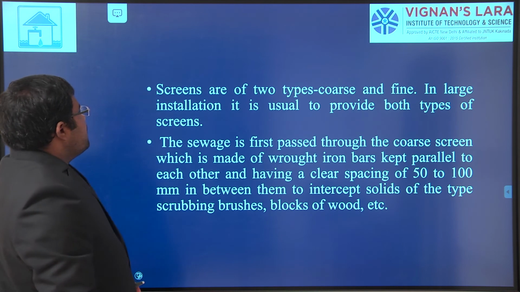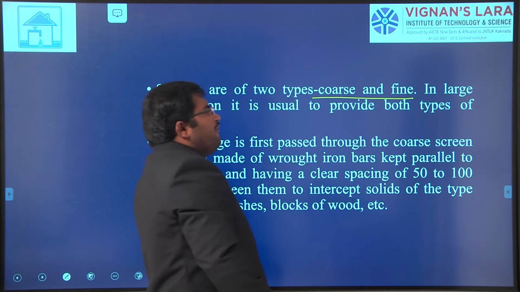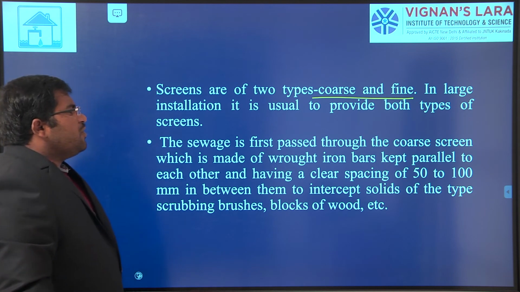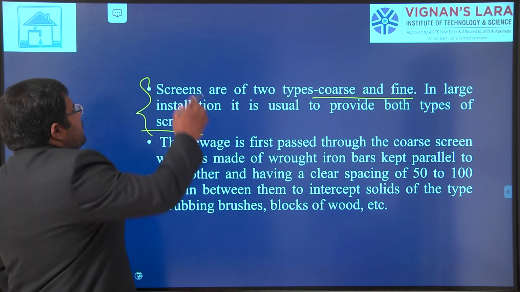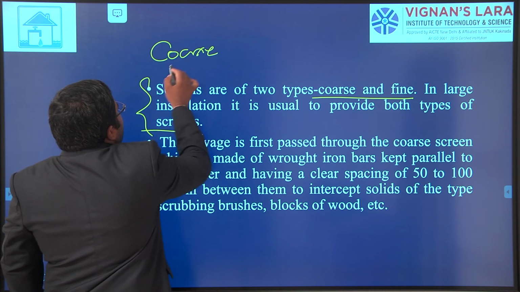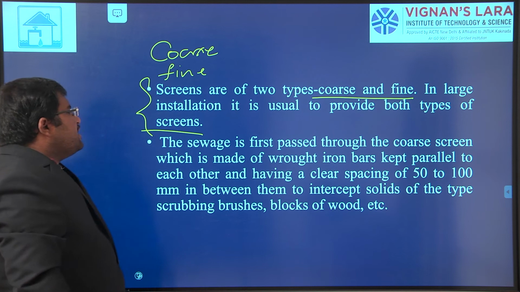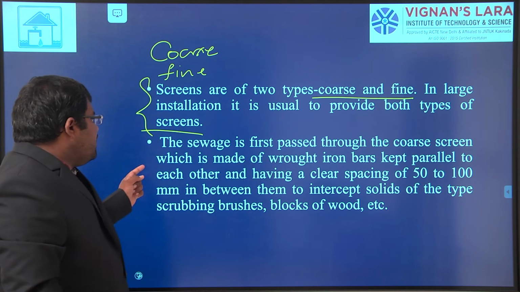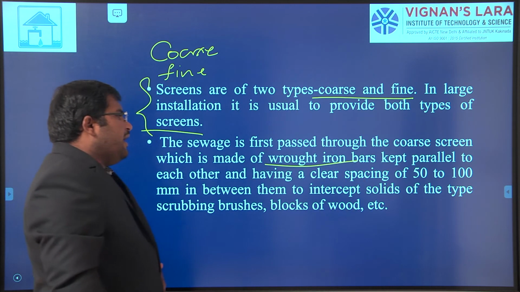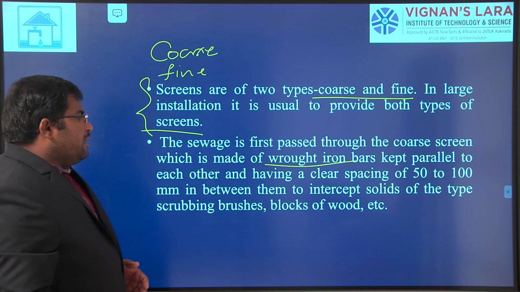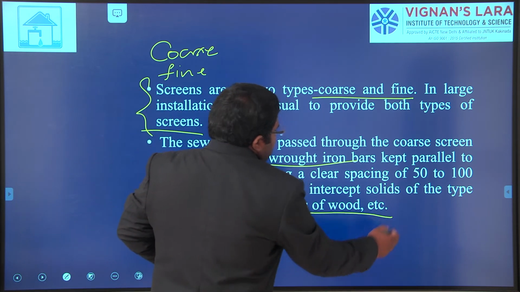Next, screens are two types. We already know that screens are two types, that is coarse and fine. In large installations, it is usual to provide both types of screens. One is coarse screen to remove coarse particles, and second one is fine screen to remove very small particles. The sewage is first passed through the coarse screen, which is made of wrought iron bars kept parallel to each other and having clear spacing of 50 to 100 mm, to intercept solids like scrubbing brushes and blocks of wood, etc.